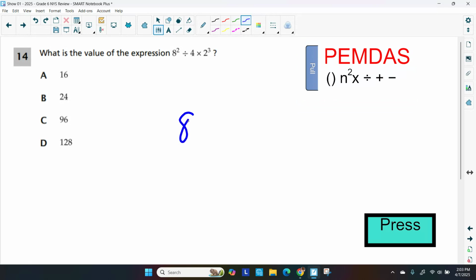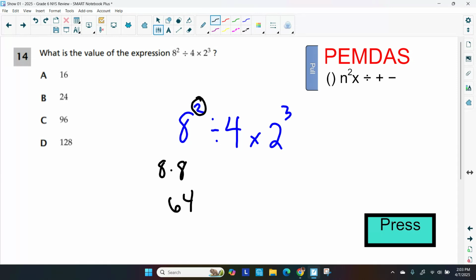So those operations that we have, we would do it. So let's write that down here. So the first thing we're going to do is our exponents. So 8 to the second power means 8 times 8, which is 64. And now we got divided by 4, but Dr. Rob, there's another exponent there. So we got to get that in there.